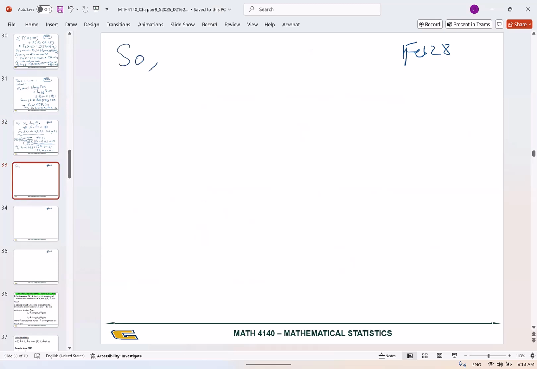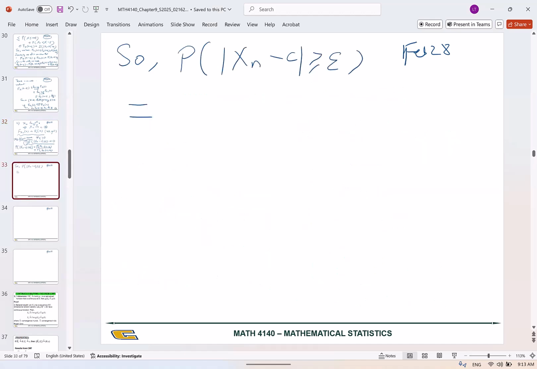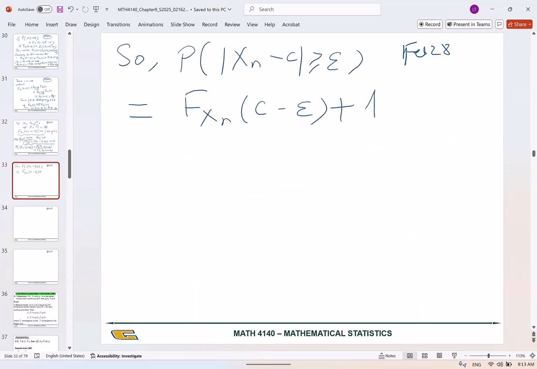I write it here again. The first term is nothing else than Fxn(C minus epsilon). The second term you can rewrite in this way: 1 minus Fxn(C plus epsilon).